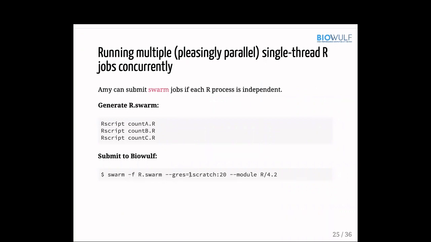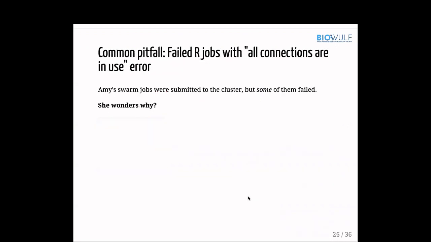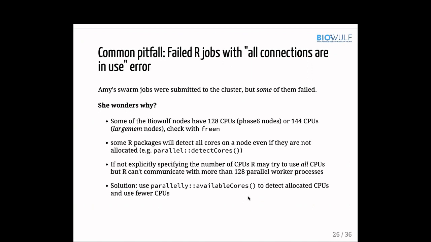And each one will use the resources you allocated. If you give the memory and CPUs, each subjob will pick that up too. So when Amy submits this Swarm job, some work, but some Swarm jobs will fail. So which happens? What do you think is the cause of that?